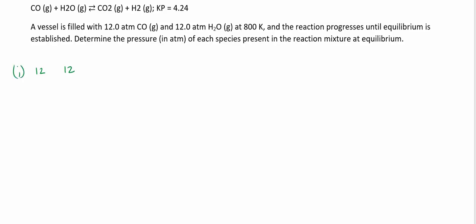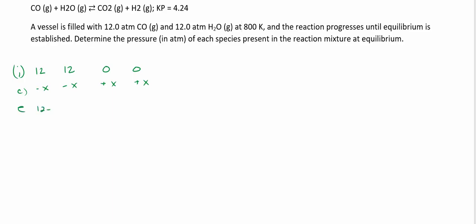And the reaction progresses until equilibrium is established. So I have none of my products. Determine the pressure of each species. So we're going to change by removing reactants and adding products. Now this is a 1 to 1 to 1 to 1. Just double check whenever you're given a chemical equation that it is balanced.